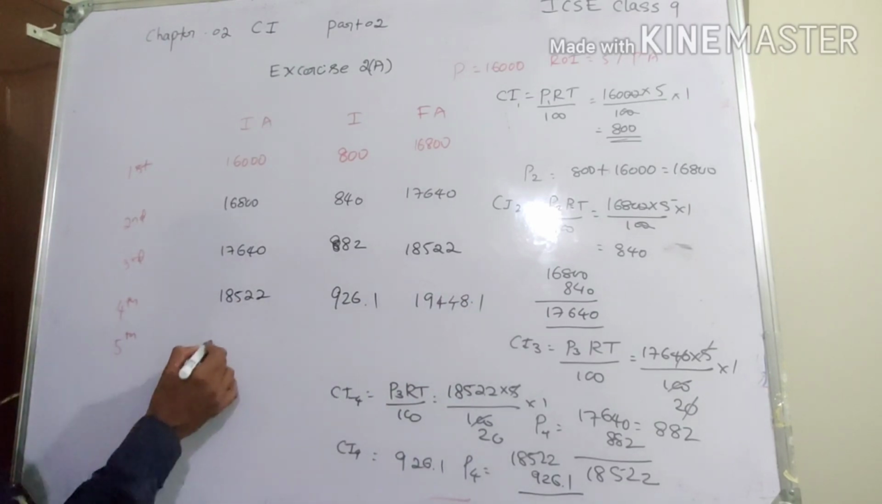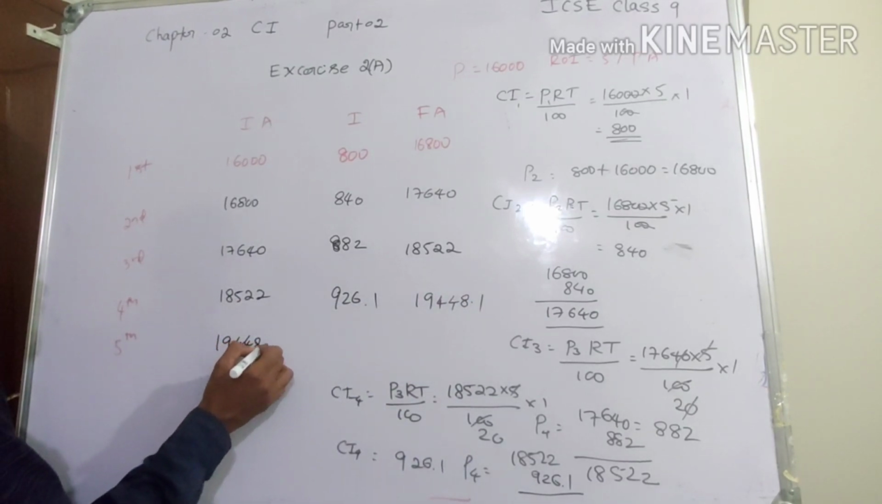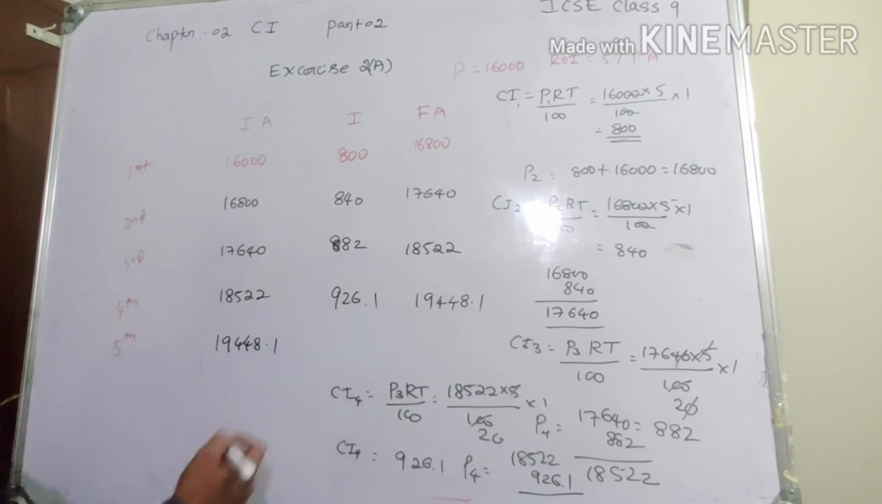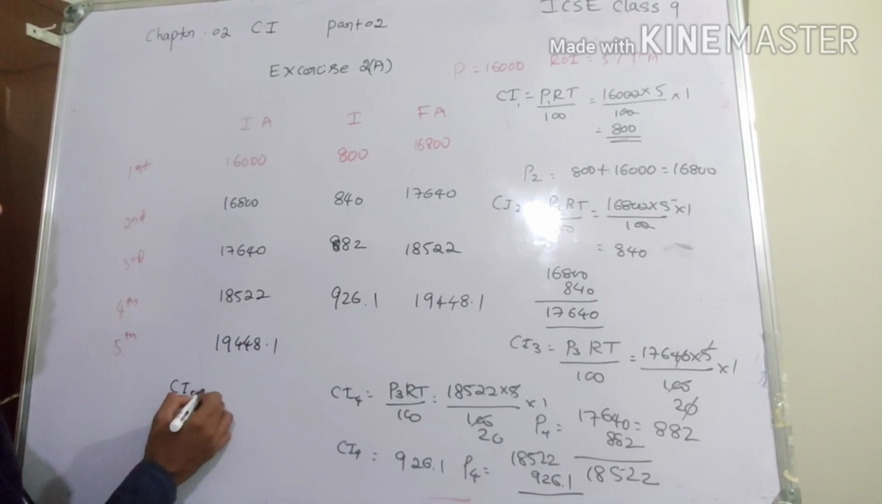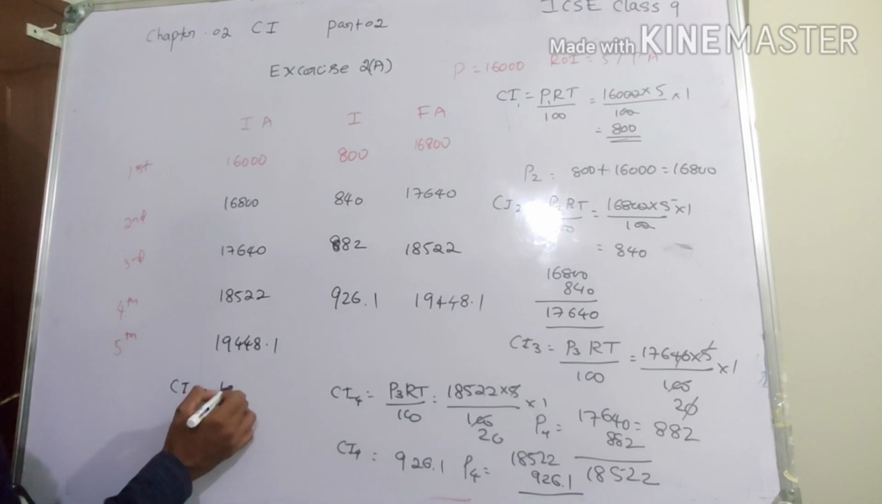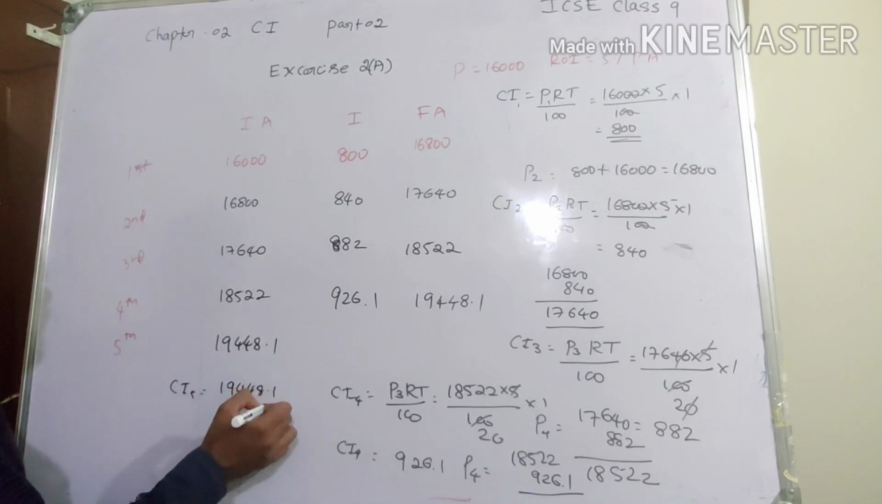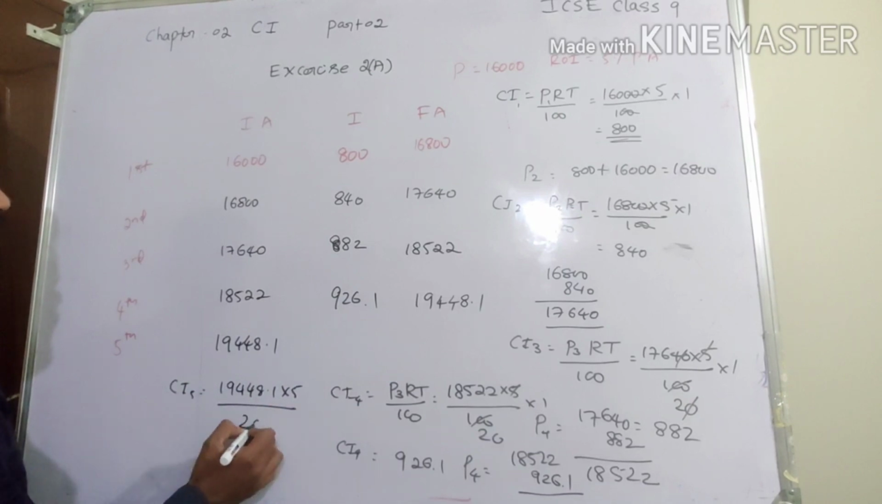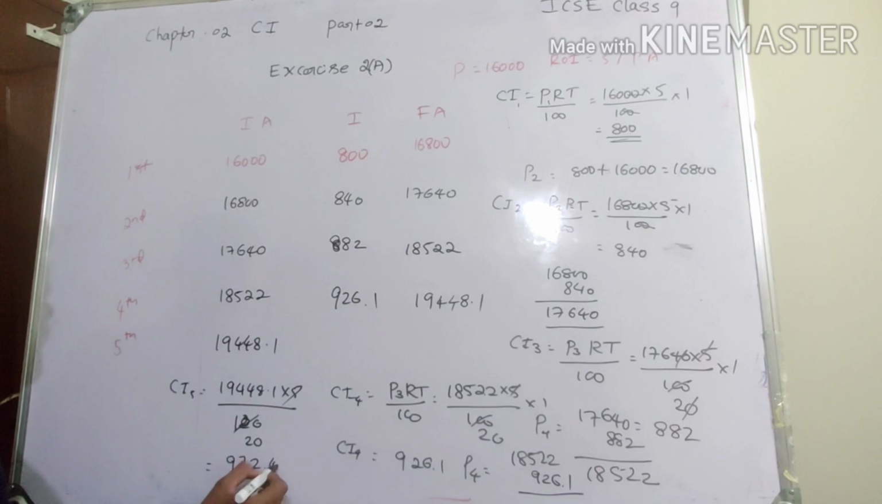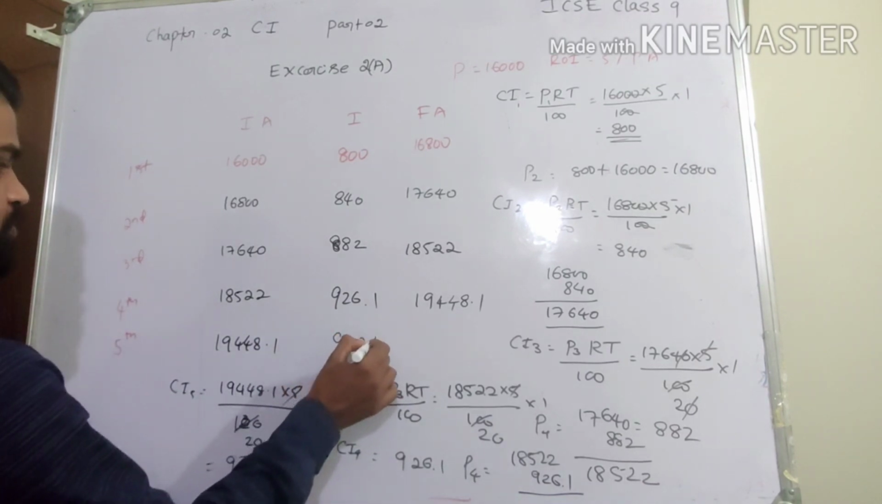So the fifth term will be, this will be the interest, this will be the principal amount, and this is the last one I'm going to calculate. That is 19,448.1 into 5 by 100. 5 ones are 5, 20 is the same thing, we make it one decimal place. 2 9s are 18, 2 7s are 14, 2 2s are 4. So this will be the interest, 972.45.